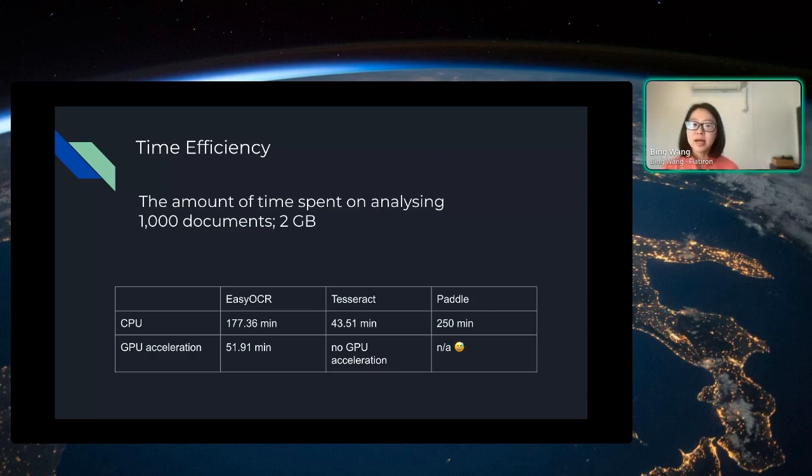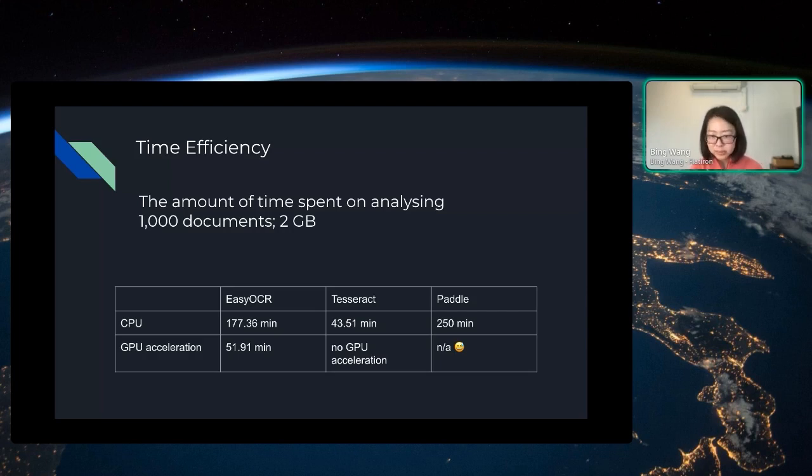So I took a look at the time efficiency. I let three models analyze 1,000 documents, which is around 2 GB of data. Easy OCR has a GPU acceleration. It took around 177 minutes with CPU analyzing the 1,000 documents, but with GPU acceleration, it did a significantly better job. The time used to analyze all the data went down to around 52 minutes.